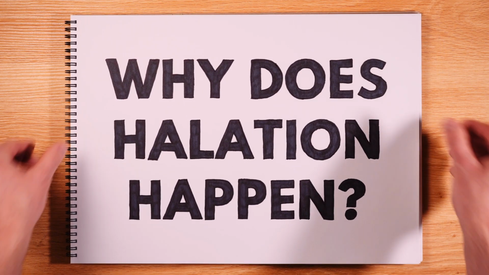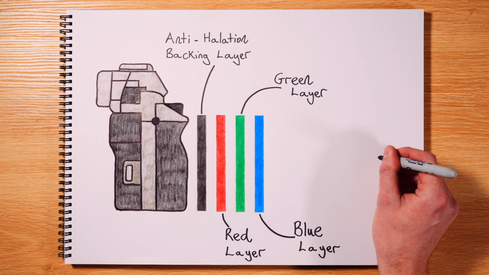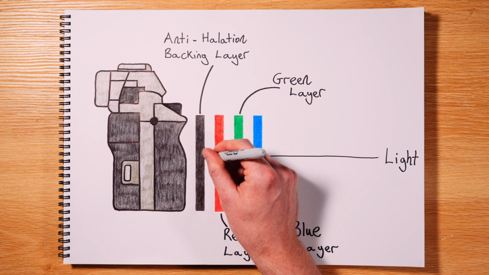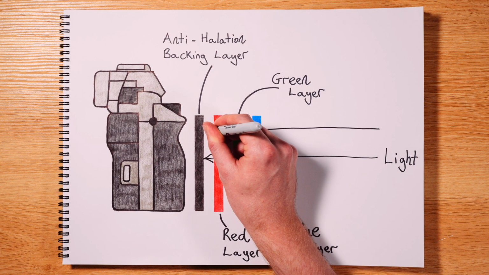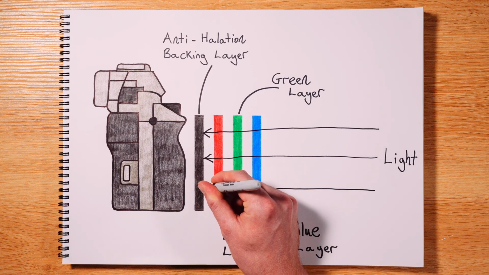So why does halation happen? Halation occurs when really bright light enters the camera. This light passes through the three colour sensitive layers of the film stock. It then hits the anti-halation backing layer. This layer's purpose is to absorb the remaining light.